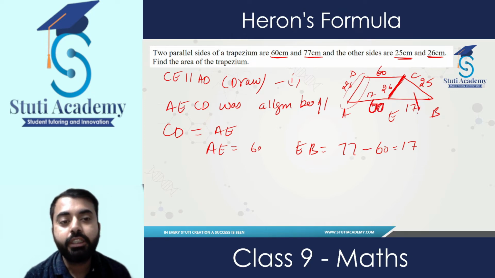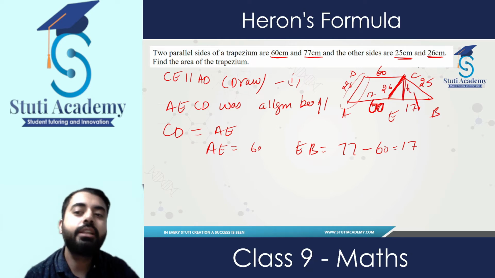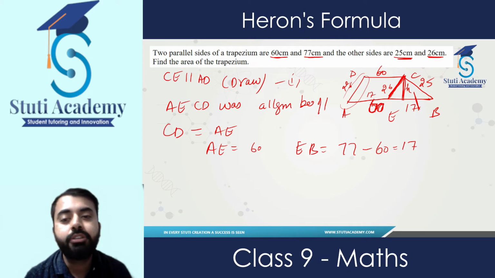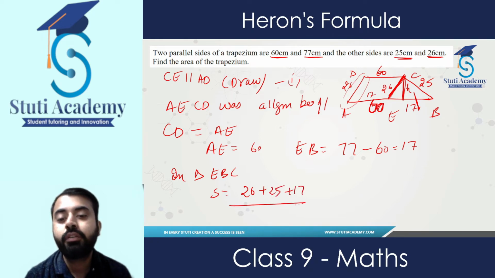I have to find its area. Then I have to put it against its half into base into height. I have to find its height. Then I will be finding the area of trapezium, right? So now I know in triangle EBC, S is what? S is 26 plus 25 plus 17 divided by 2. 26 plus 25 is 51, plus 17 is 68, by 2, right? You can just simply add them or you can do whatever you want. That is totally your choice. 34. I got my S, which was 34 now.